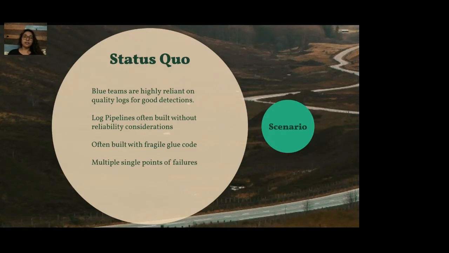As we know it, a lot of these log pipelines are often built with really fragile glue code, and it tends to have multiple single points of failure. So that's how security pipelines are built today in a lot of companies' cases, and this especially turns out to be true for small and medium sized enterprises that don't necessarily have as many resources to dedicate to security in general, let alone the development part of it. So it tends to get very challenging.